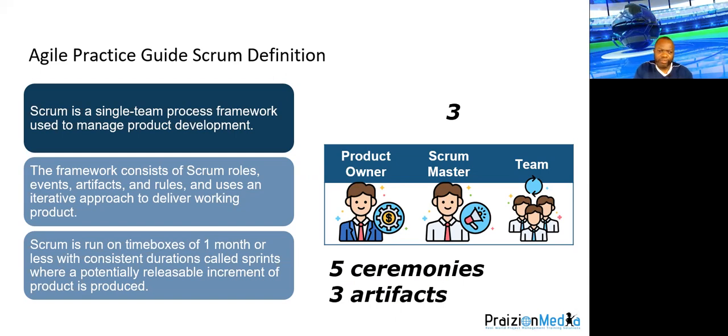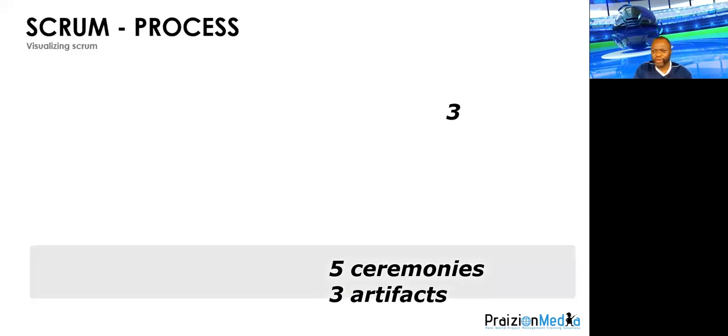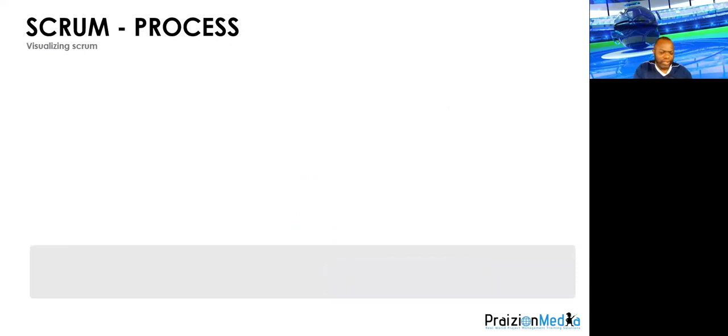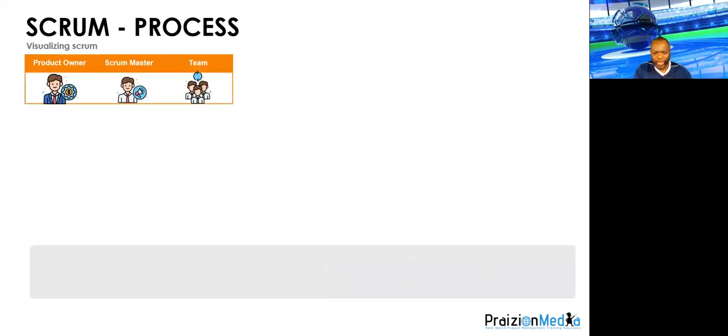Let's go into a little bit more detail about Scrum visually. So in our rapid review, we're going to start off with our understanding of what the roles are. We have the product owner, the Scrum master, and the team. Now, because you're preparing for the PMP exam, I do want to use terminology that is similar to what you have in the Agile Practice Guide.